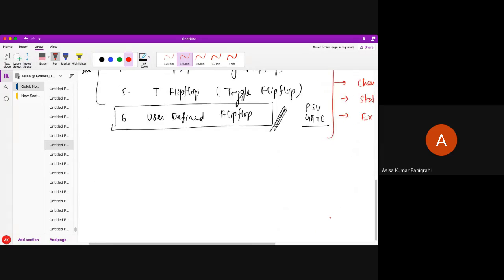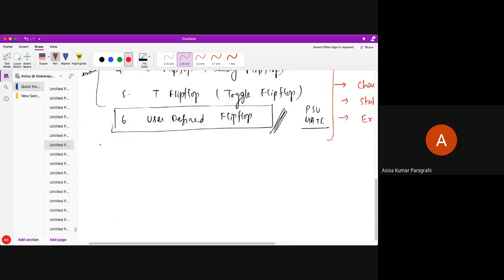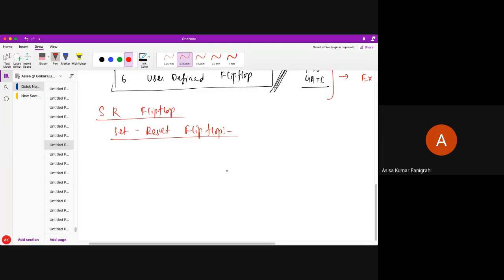What is our first basic flip-flop? The basic flip-flop is your SR flip-flop, which is also called set reset flip-flop. So we are going to study about it now. First I have told you what things you have to study, all the 7 things. This is the first flip-flop. The first thing is the logic symbol of the SR flip-flop.